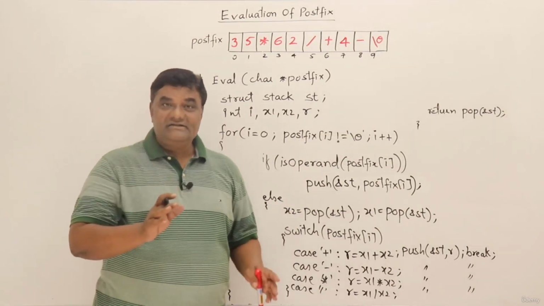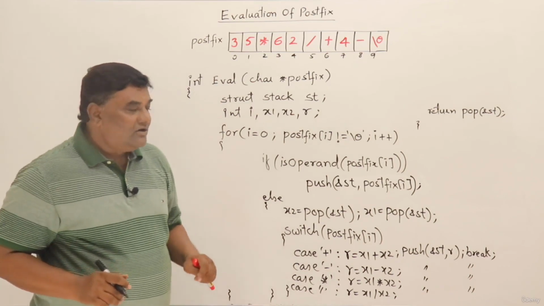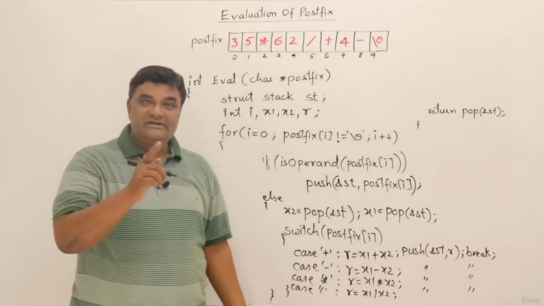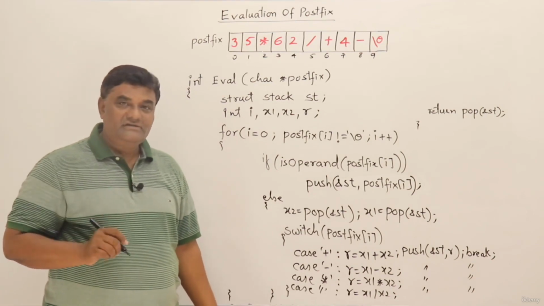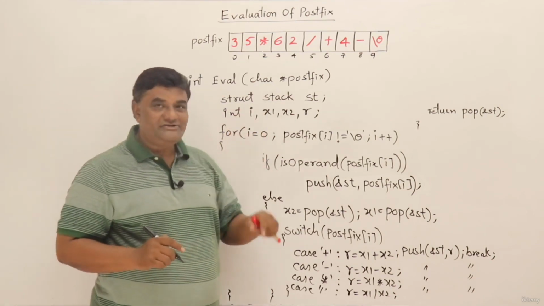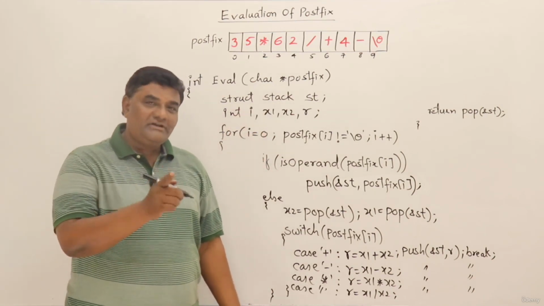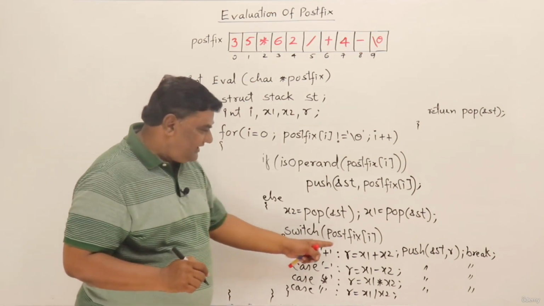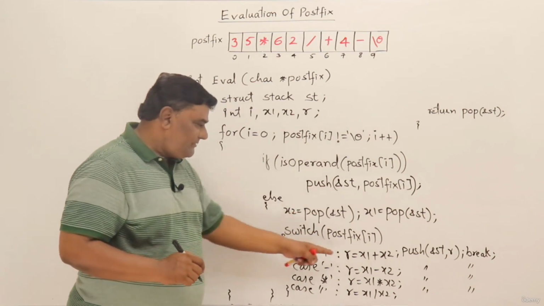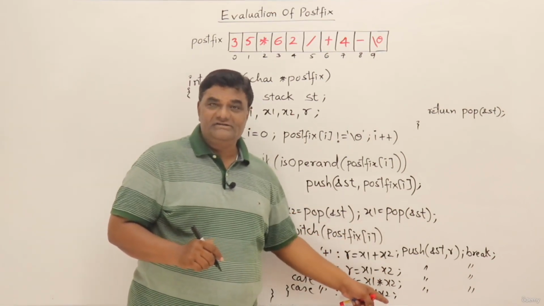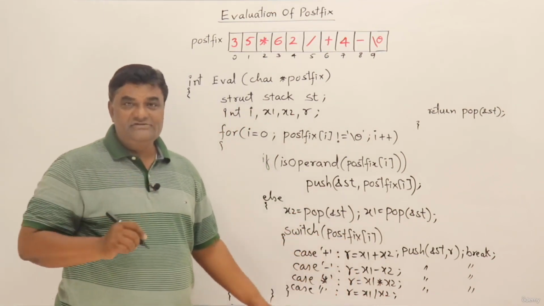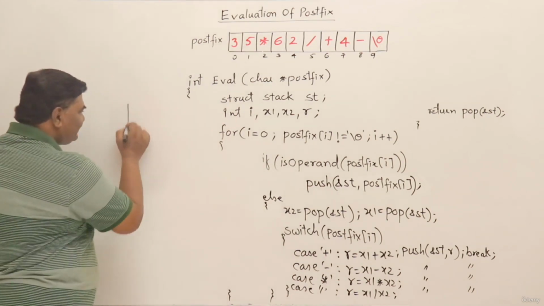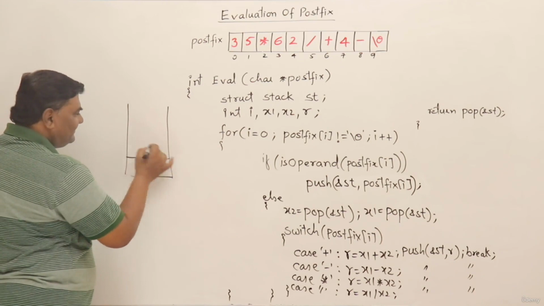Now one last interesting thing that we have to discuss here. What is the type of the postfix expression? String. So those are all characters. What is the type of the stack I should take? Integer type or character type? Integer type, because when I pop out the values from the stack, I am performing arithmetic operations. So this is on integer values. So the stack must be integer. So I'll take an integer stack.